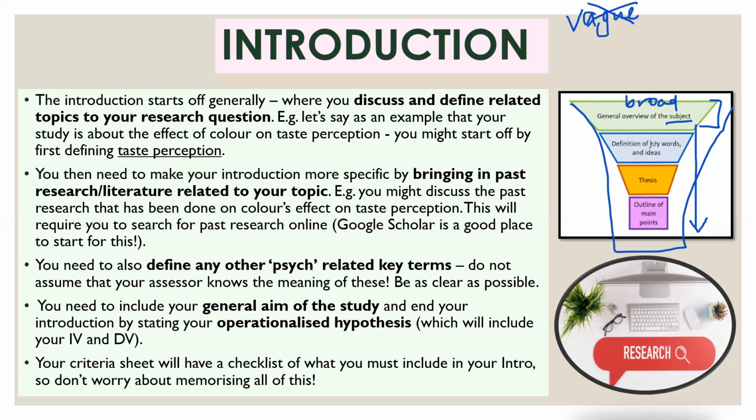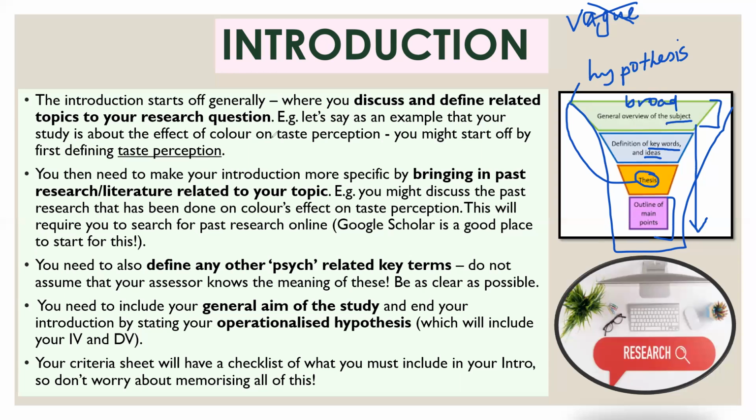Then you start defining any keywords or ideas. For example, if we were doing a study on conformity, you might define what conformity is. You might define the influences on conformity, like a normative influence or an informational influence. Then you talk about your thesis. The thesis is literally just the hypothesis. So we always include the hypothesis in the introduction, and we also state the IV and DV separately from that. And then you outline your main points, which means you're going to be linking back to past literature and stuff like that.